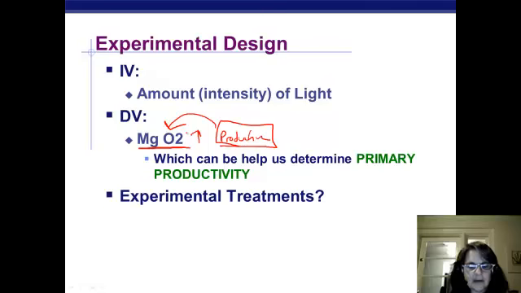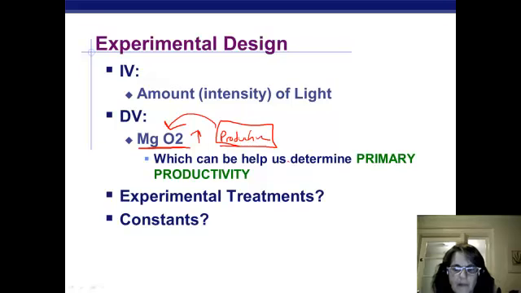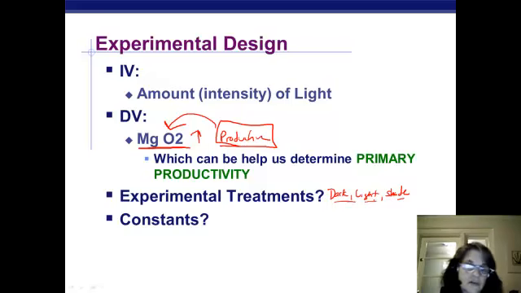Okay? So now, experimental treatments. What this means is we will have a control, and then we will have other treatments that are getting some version of the variable. Okay, what will they be? Will we have a bottle that is in the dark? Will we have a bottle that is in full light? Will we have a shaded bottle? What will our experimental treatments be? And which of these will we consider the control treatment?